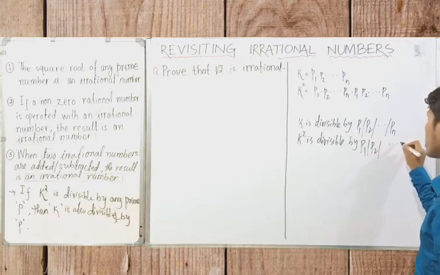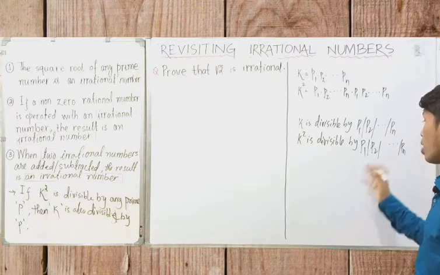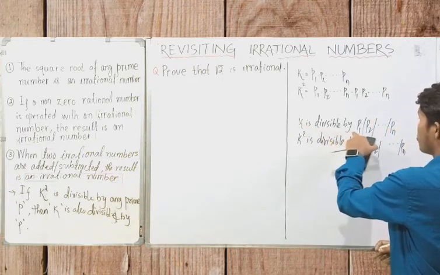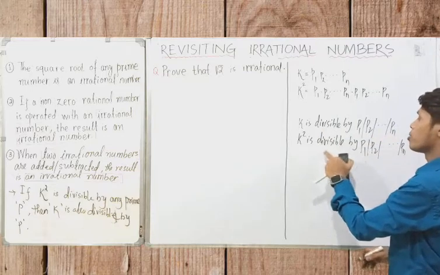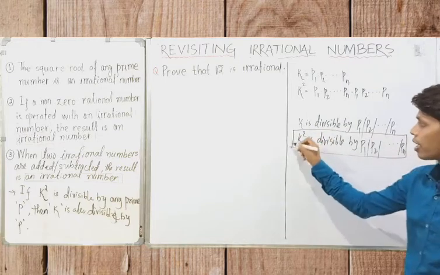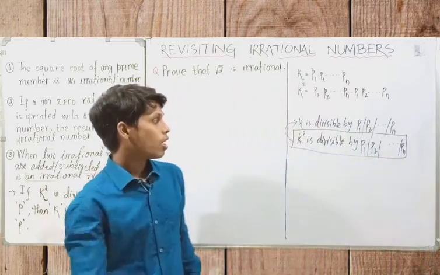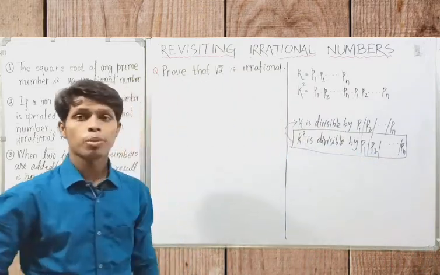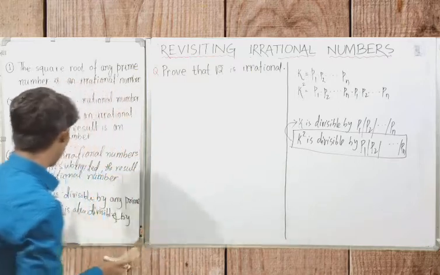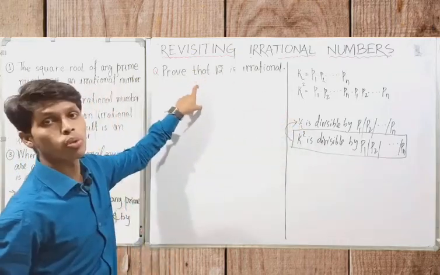There are no extra prime numbers there, so those are also divisible by p1 or p2 or p3 or up to pn. So here we got k is divisible by p1 p2 up to pn. Here we got k square is divisible by p1 p2 up to pn. So if this thing is correct, this thing is also correct. So if k square is divisible by any prime number p from p1 to pn, then k is also divisible by those prime numbers, that is p1 to pn. So this statement is true then. So we will also use this concept while proving root 2 as irrational.